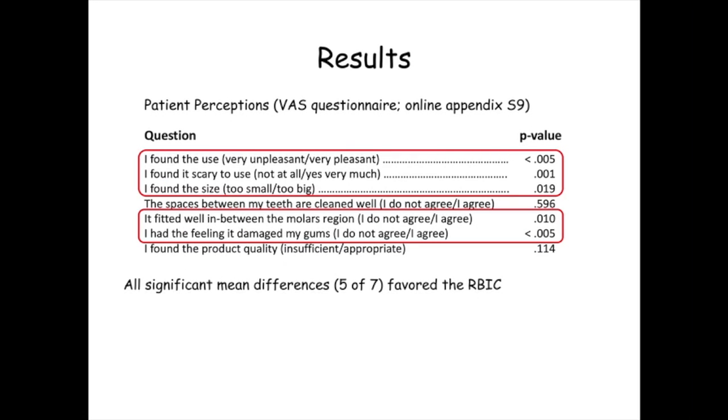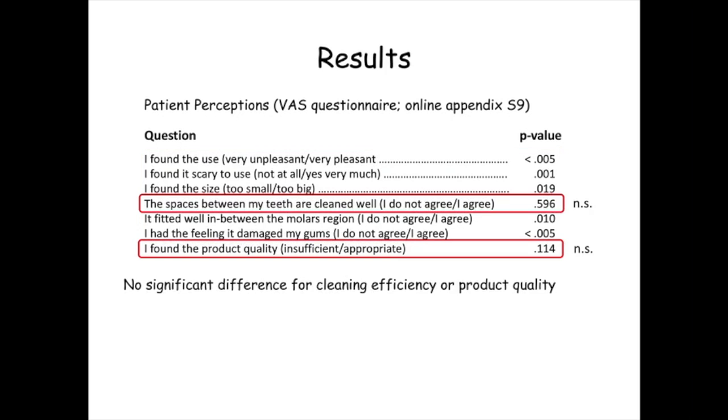There was a statistically significant difference in subjects' mean perception of the devices for 5 of the 7 items. These data appear in a supplement and not in the main article. Comparison of means indicates more favorable perception of the rubber bristled device. There was no significant difference in perception of either cleaning effectiveness or quality between the 2 devices.